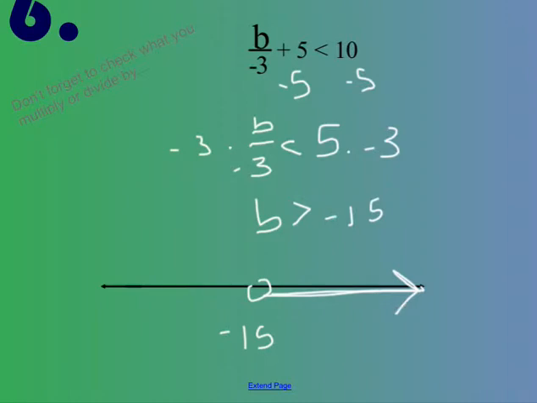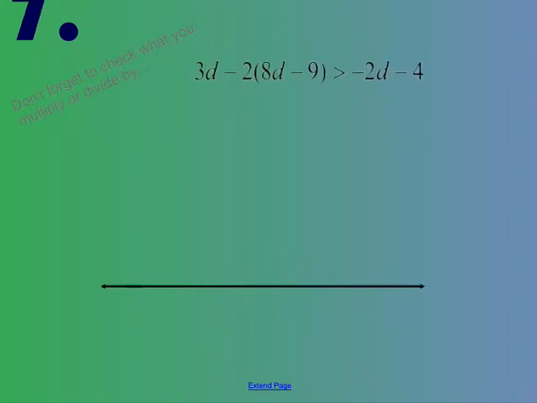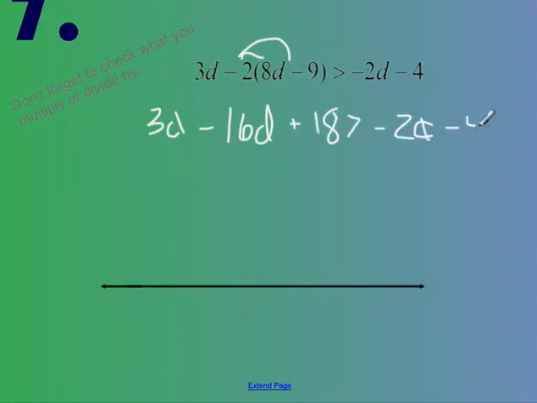Okay? Next, let's go ahead and take a look at number 7. So what we need to do here is some distributing. So I need to start by distributing in there. So I get 3d, and then I'm going to take negative 2 and multiply it by 8 and get negative 16d. Negative 2 times negative 9, that's going to become a positive, and it's going to give me a positive 18. And that's greater than negative 2d minus 4.